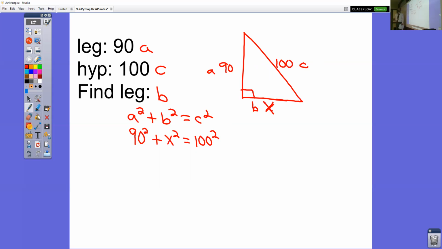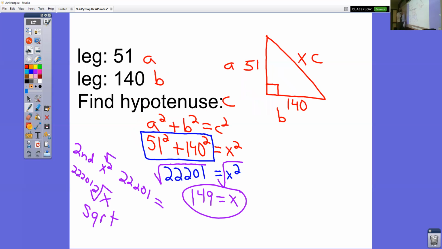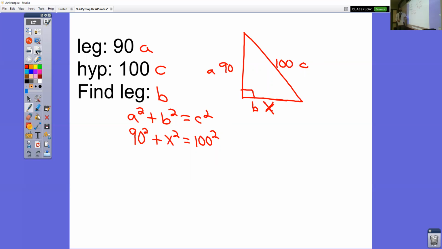Now, this is different from the previous problem. In the previous problem, we were looking for the C side. So we had to add together the two numbers before taking the square root. Whenever you're looking for the A or the B side, in order to get this X squared all by itself, we need to subtract the two numbers first. So if you're looking for C, you're going to add together the numbers and then take the square root. If you're looking for A or for B, you subtract the numbers and then take the square root.